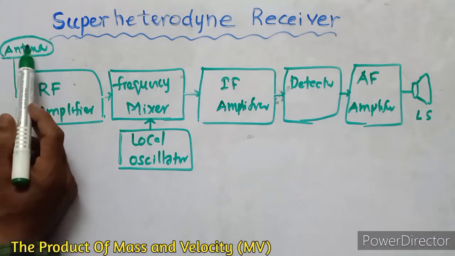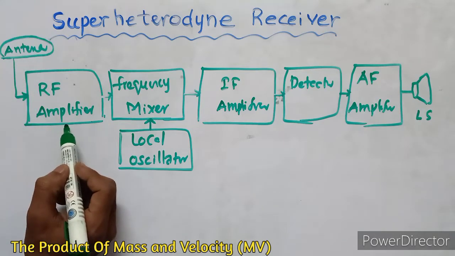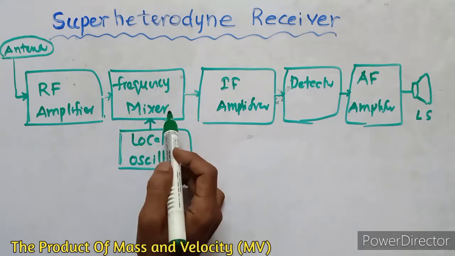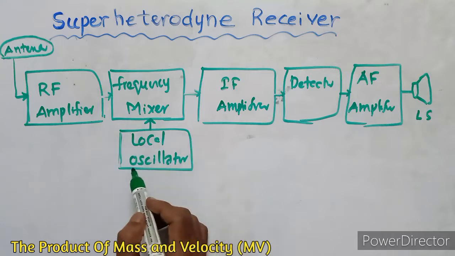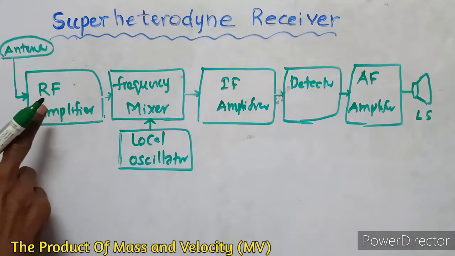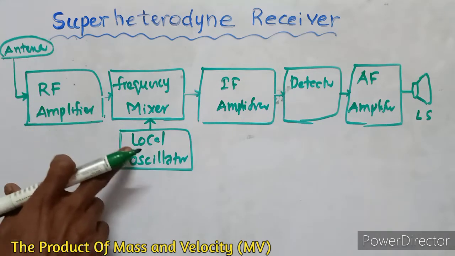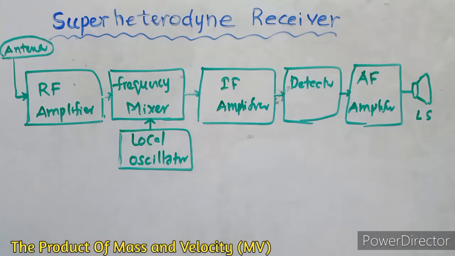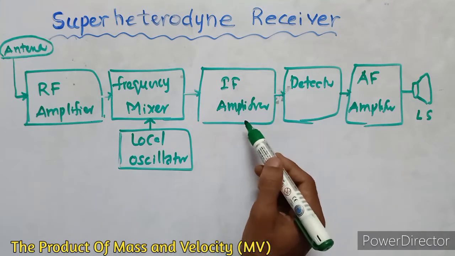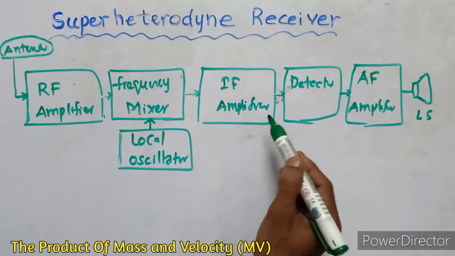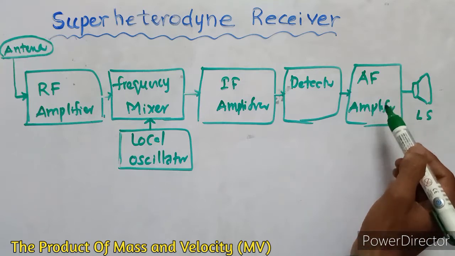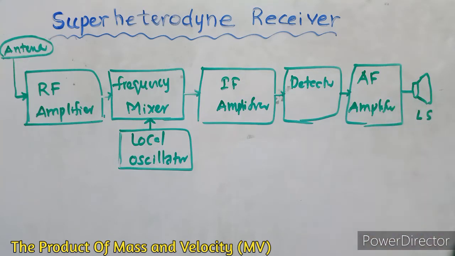First of all, the antenna is connected with the radio frequency amplifier. The radio frequency amplifier is connected with the frequency mixer. This is the frequency mixer. Here, internally, another block is the local oscillator. The local oscillator has some frequency, and the radio frequency amplifier has some frequency. These two frequencies are mixed in the frequency mixer. The frequency mixer is connected with the intermediate frequency amplifier. The intermediate frequency amplifier is connected with the detector. The detector is connected with the audio frequency amplifier. The audio frequency amplifier is connected with the loudspeaker.